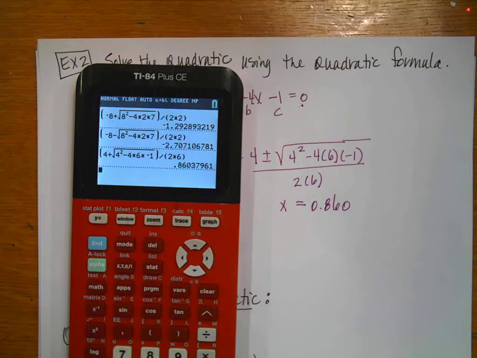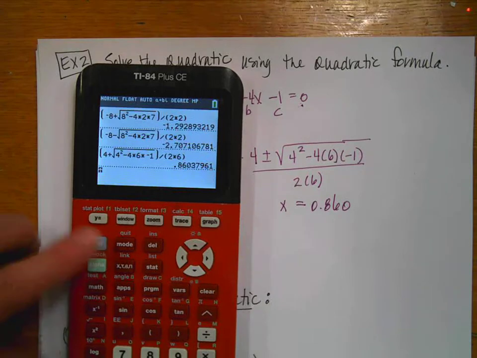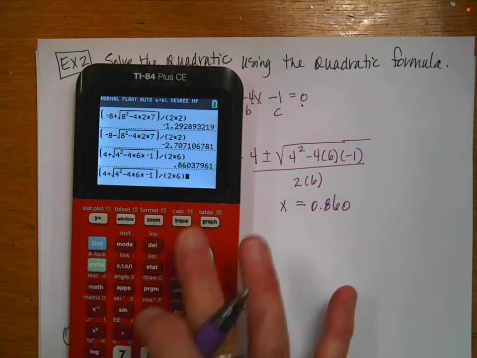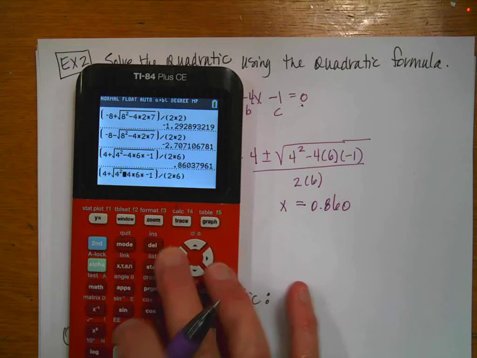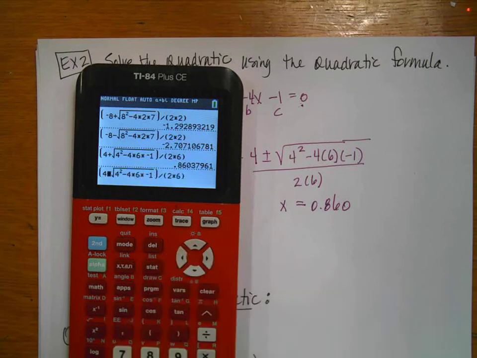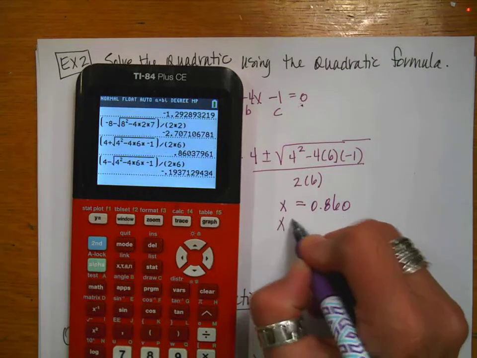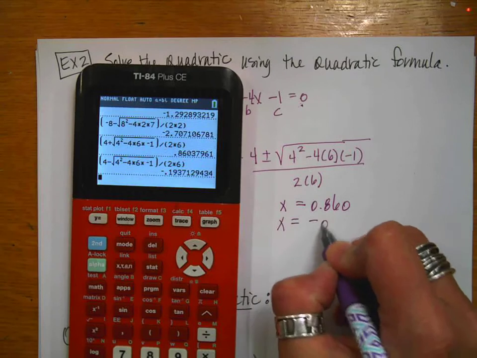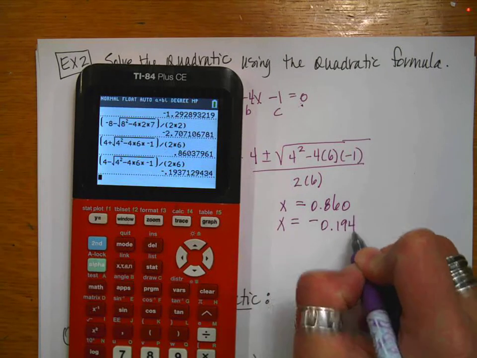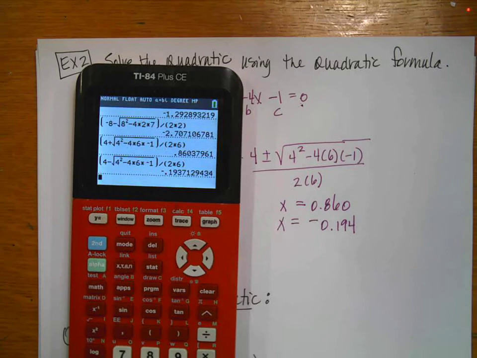0.860. And remember, to make my life easier, I'm going to do second enter, and then I'm going to go back to the sign right before the radical. I'm going to change that to a subtract, and I'm going to hit enter, and I get that x is also equal to a negative 0.194, okay? And that's it. It's really super simple when you use your calculator.